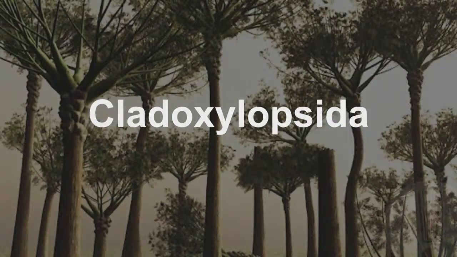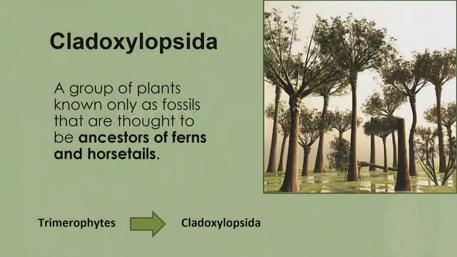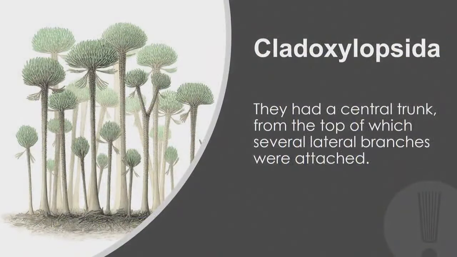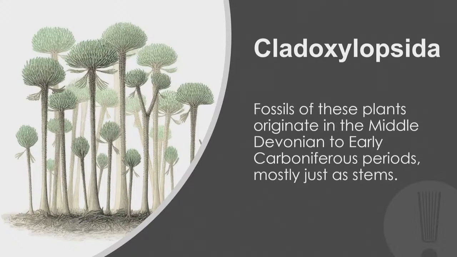But this is a fun word to say here, cladoxylopsida. I can only assume that's how you pronounce it. I've only ever read it. But the cladoxylopsida, which is what we think they look like, you see there in the background, are a group of plants known only as fossils, thought to be the ancestors of ferns and horsetails. Cladoxylopsida had a central trunk from the top of which several lateral branches were attached. Fossils of these plants originate in the middle Devonian to early Carboniferous periods, mostly just as stems.